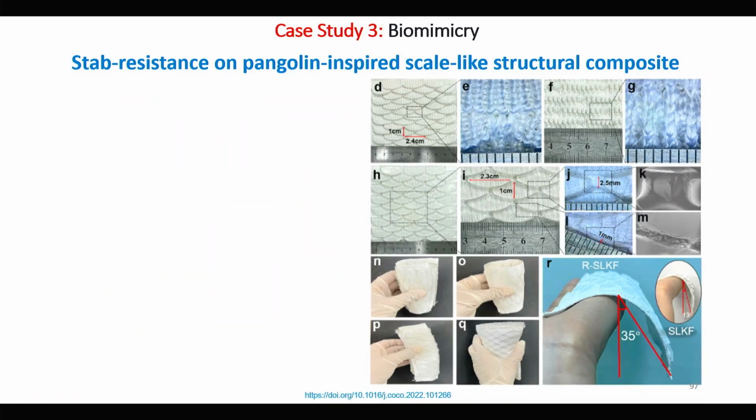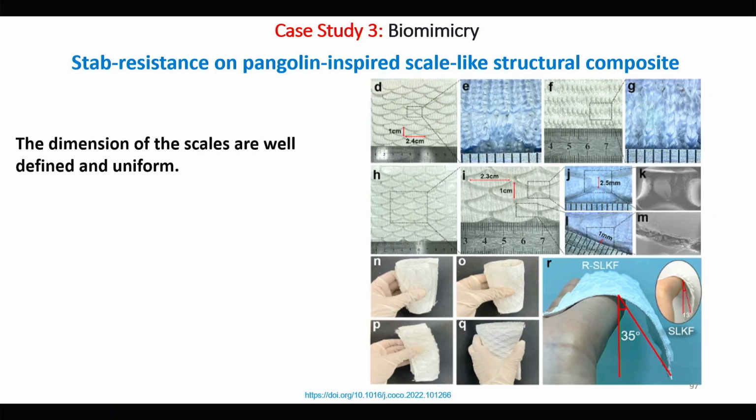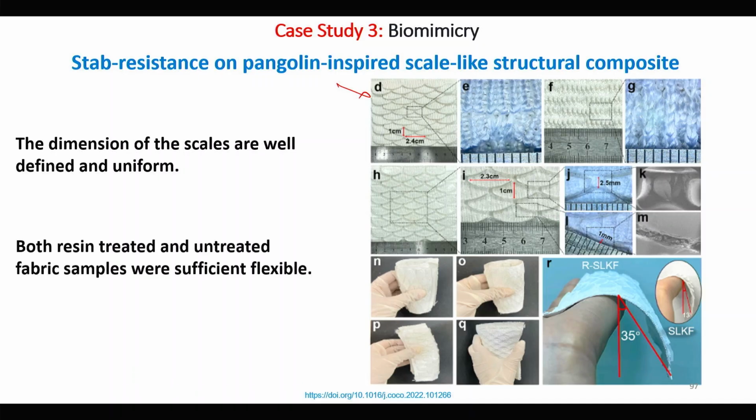Now, the structures we can see, these are the different types of structures which were developed. The dimensions of the scales are well defined and uniform. So, in the weft knitting machine, the dimensions were uniform. Both resin treated and untreated fabrics had sufficient flexibility, and you can see the flexibility here because of the structure.